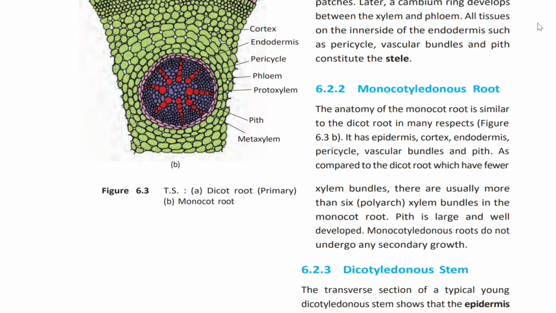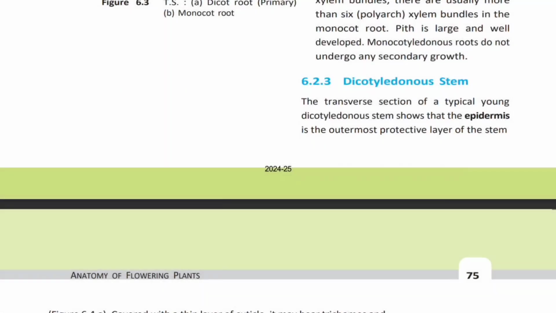As compared to the dicot root, which has fewer xylem bundles, there are usually more than six, that is polyarch, xylem bundles in the monocot root. Pith is large and well developed. Monocotyledonous root do not undergo any secondary growth.